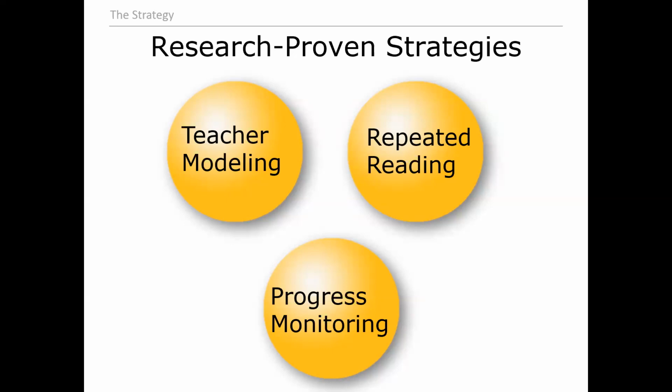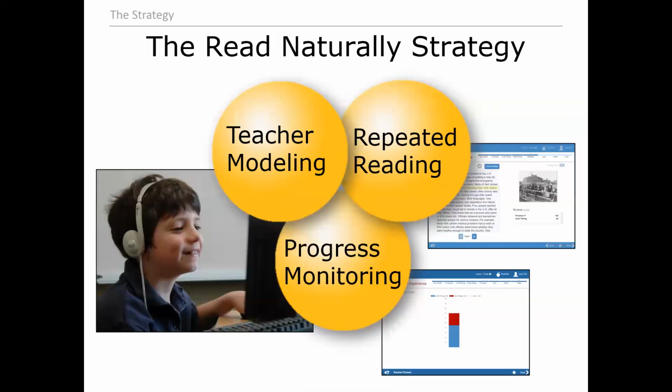So let me show you how we've combined these three strategies into one strategy and into our program, Read Naturally Live, okay? The student begins with progress monitoring. They read a story for the first time and they get a cold score. Down on the bottom screen, you see a blue and red graph. Well, that cold score is going to be graphed there for the students, giving them that visual and that immediate feedback. This is where you're at.